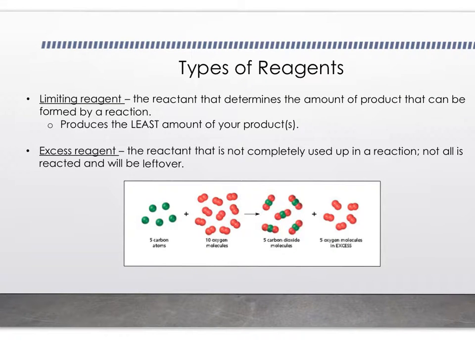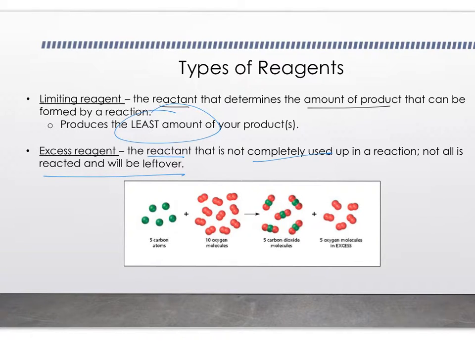So there's two types of reagents. The first one is called a limiting reagent because it's the reactant that's going to determine the amount of product produced, and it's going to produce the least amount of your product. And then we have the excess reagent. That is the reactant that is not completely used up in a reaction, and you'll have some left over.